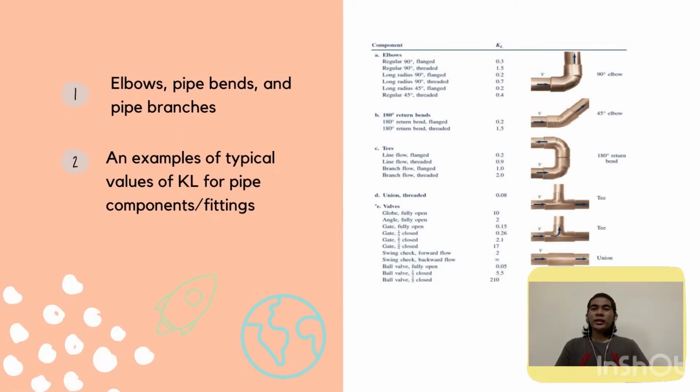Next, the geometries that will be tested are elbows, pipe bends, and pipe branch. By using equation number 3 until equation number 5, the value of minor head loss HLM and loss coefficient KL for flow containing pipe components or fittings like elbows, pipe bends, and pipe branch might be found experimentally. As you guys can see on the slide, the figure is an example of typical values of loss coefficient KL for pipe components or fittings.